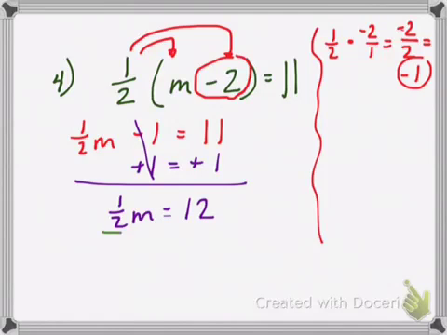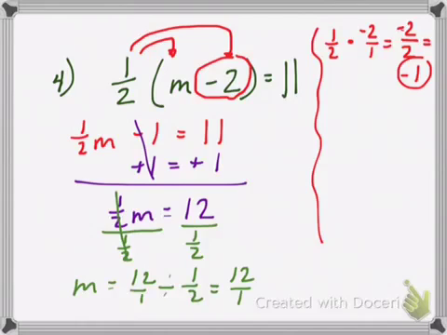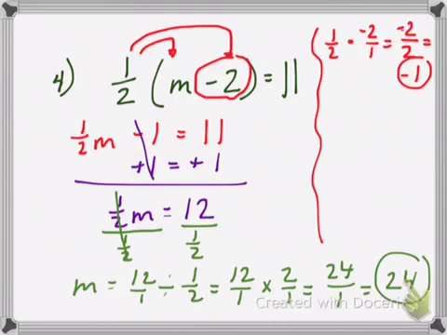And then I can divide by my coefficient, which is the last step. These cancel out, so m equals 12 over 1 divided by 1/2. I keep, change, flip. 12 over 1 times 2 over 1. 12 times 2 is 24. 1 times 1 is 1. 24 over 1 is 24. So for number 4, m equals 24.